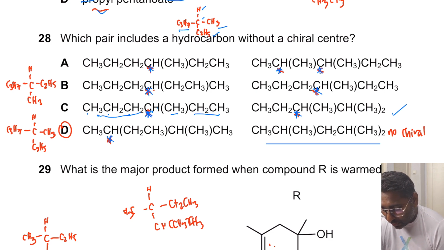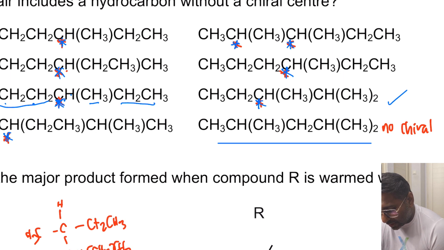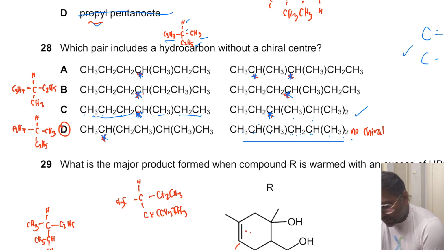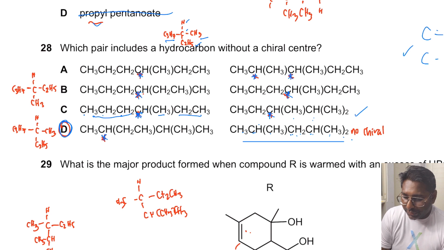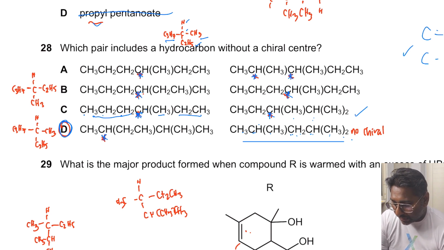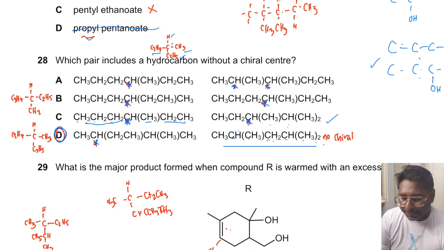Why? You see carbon, hydrogen, CH3, cannot be. This carbon contains H and H, cannot be. This carbon, that is C, H, and then CH3, cannot be. So there is no chiral center here, which means the best answer over here is D. Check again, you need to draw it, but the answer is going to be D.